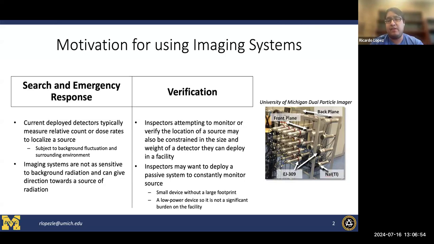So inspectors have to make this call with a high degree of confidence, and they may want to deploy passive systems that would be able to effectively reach set goals. And in this case, to consider an idealized imaging system in this kind of verification case would be one that is of small footprint, such that it's actually portable, and also low power, so that it's not a significant burden to actually use and deploy out in the field.